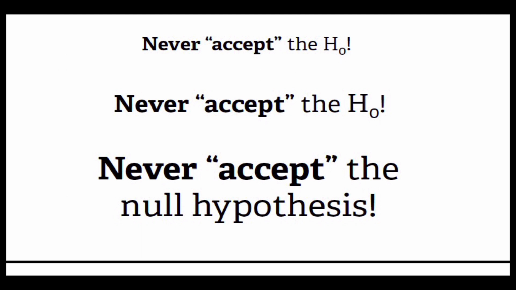So not guilty doesn't mean you didn't do it. It just might mean there's not enough evidence to show that you did do it. I don't have enough witnesses to say that you were in the area where the crime occurred, whatever, right? So we never say they're innocent. We never accept.